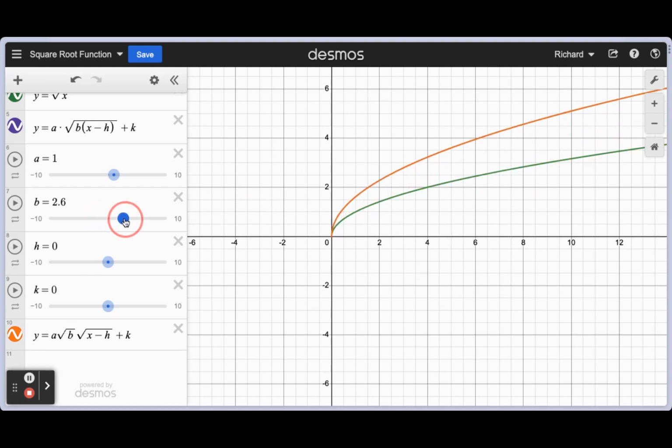So I'll make b 4, and there we go. We've got b equals that will be 2 here and 4 here. So same difference. Okay, cool.